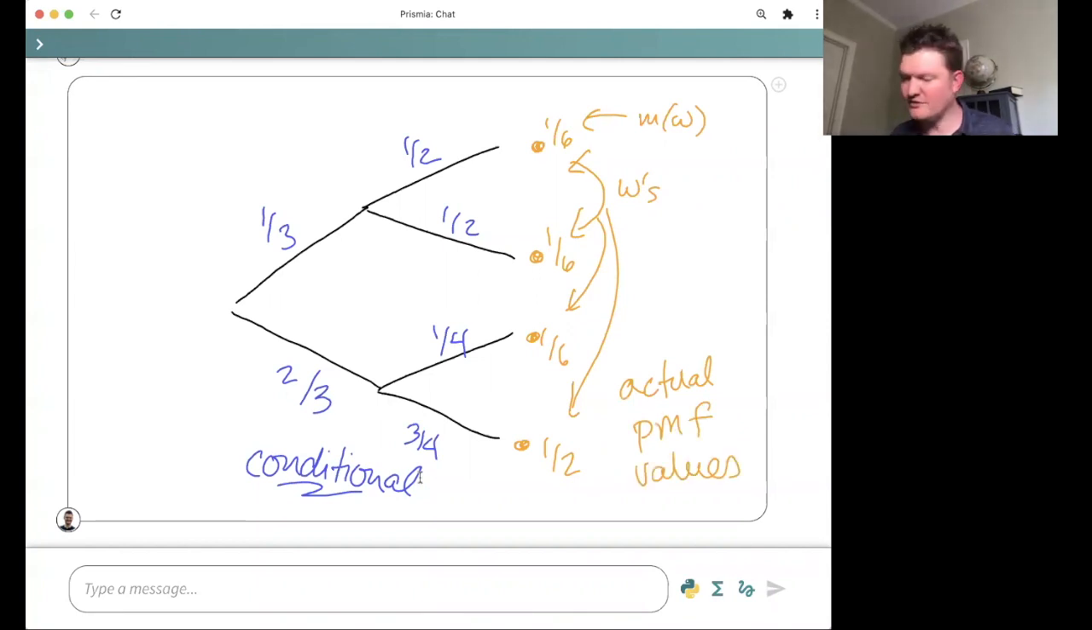And what lives on the branches of the diagram are conditional probabilities. And so we can go back and forth between those two, either multiplying along branches to go left to right, or by totaling and dividing to go right to left.